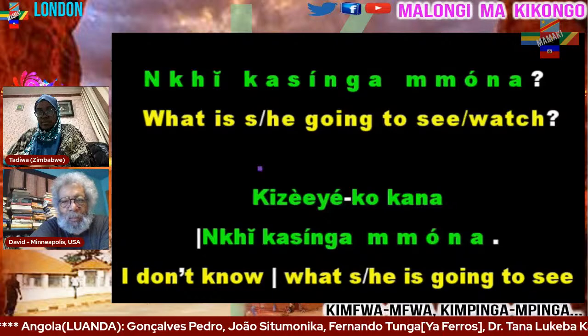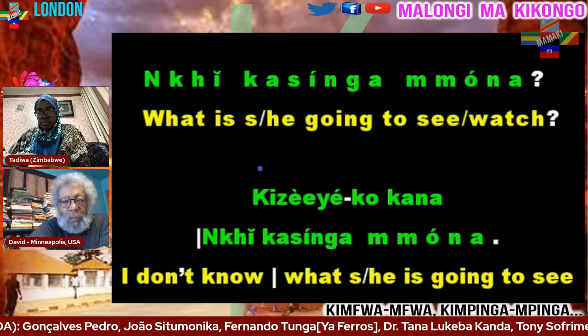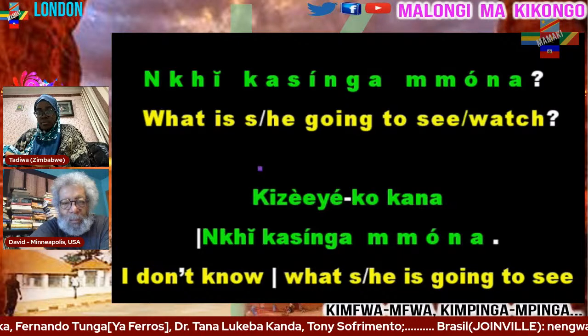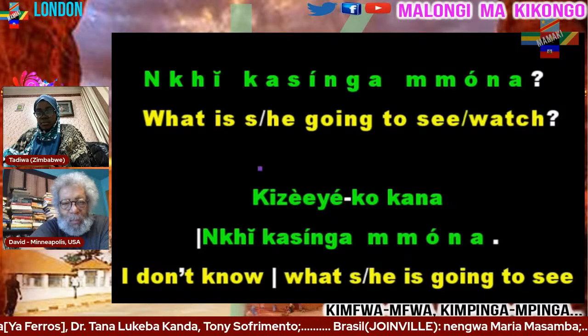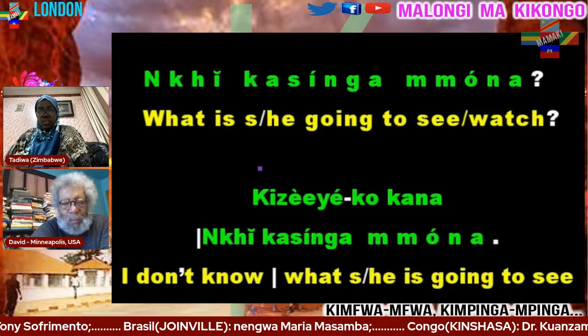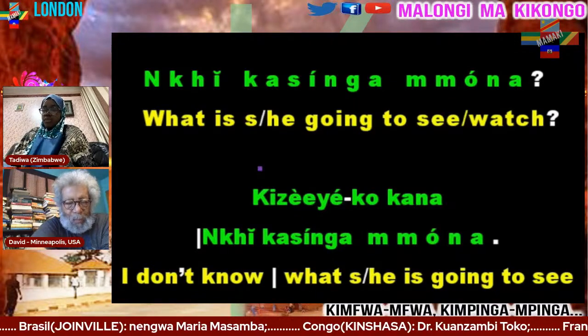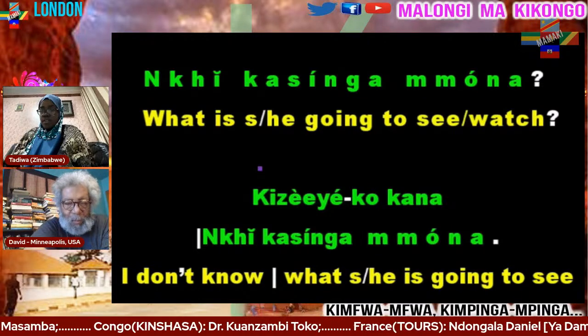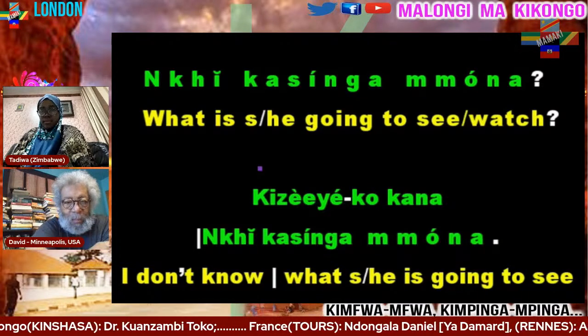Let me just try to write here. You just add na. Mona na. Oh, mona na means something else. To meet, yes. Oh, to meet. Okay. So mona na is to meet, then mona is just to see, to watch. Okay. Mona not to meet.